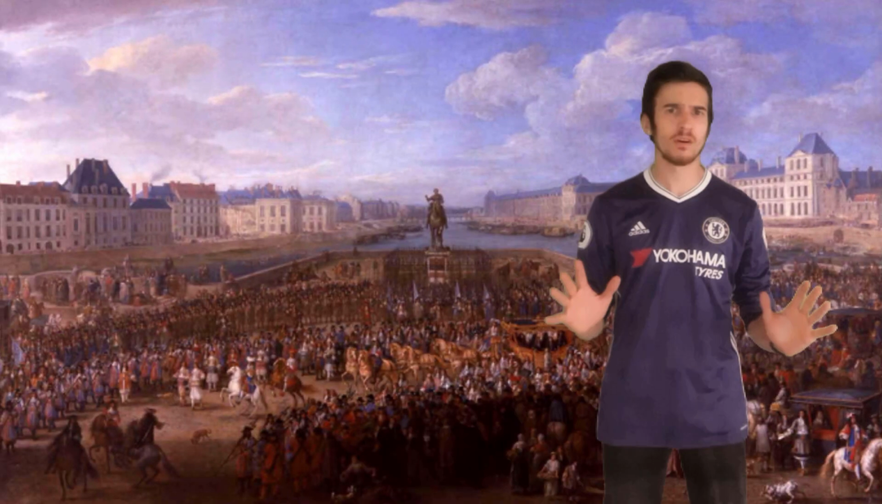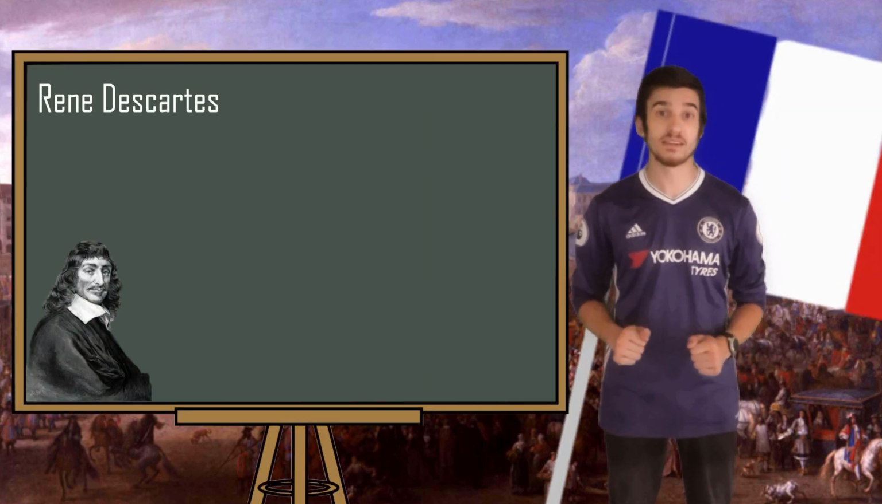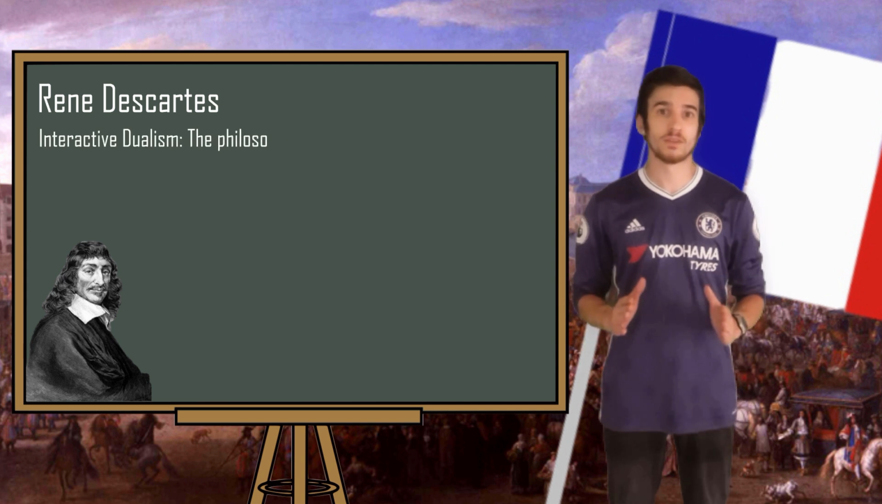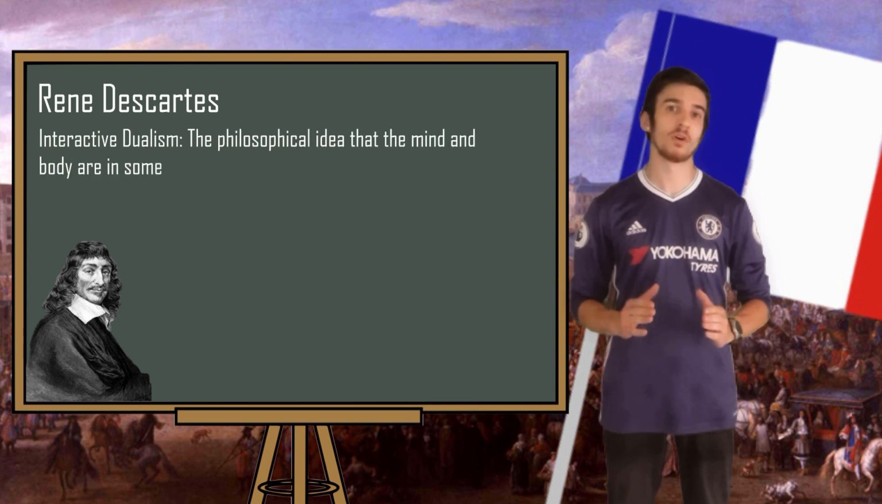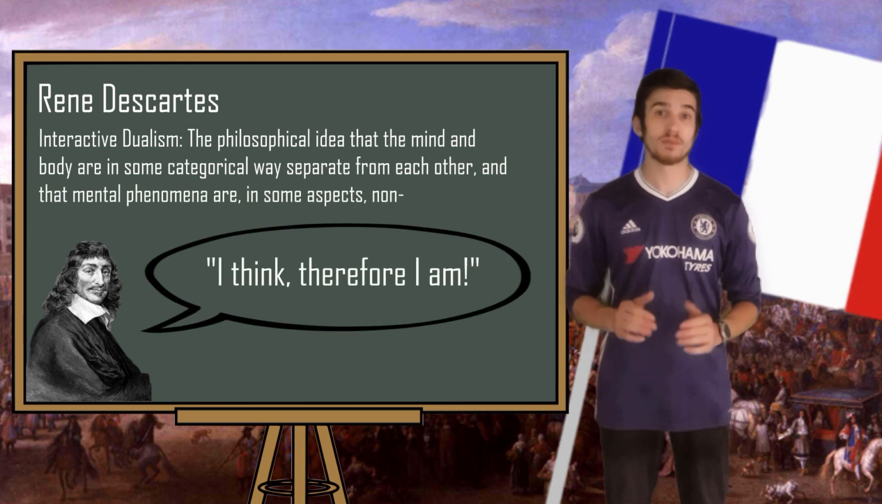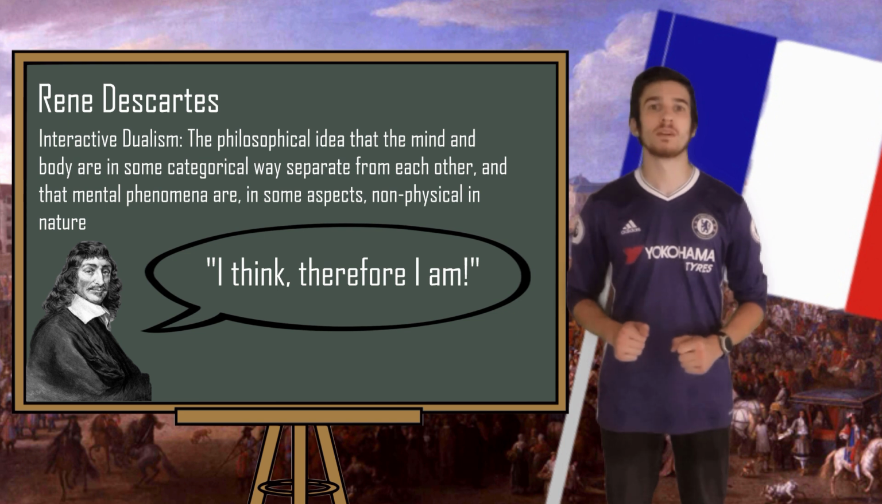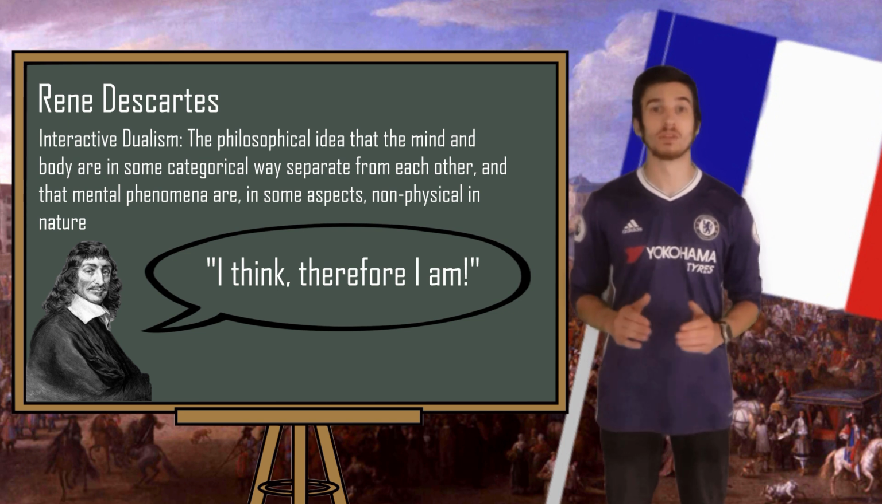Alright, so we're done with Greece, so who's ready for part 2 of our field trip? Let's go. Bonjour. As you can see, we are currently in 17th century France. It was during this time that French philosopher René Descartes proposed his idea of interactive dualism. Descartes stated cogito ergo sum, which is Latin for I think, therefore I am. Descartes believed that the mind and body were separate entities that interacted with one another to produce our conscious experience, a relationship psychologists still explore today.